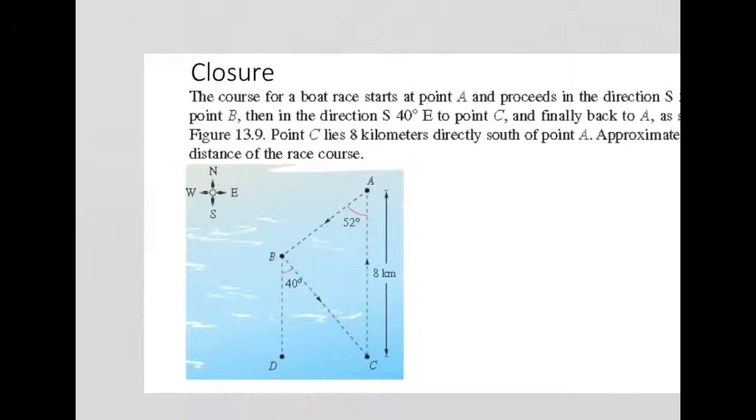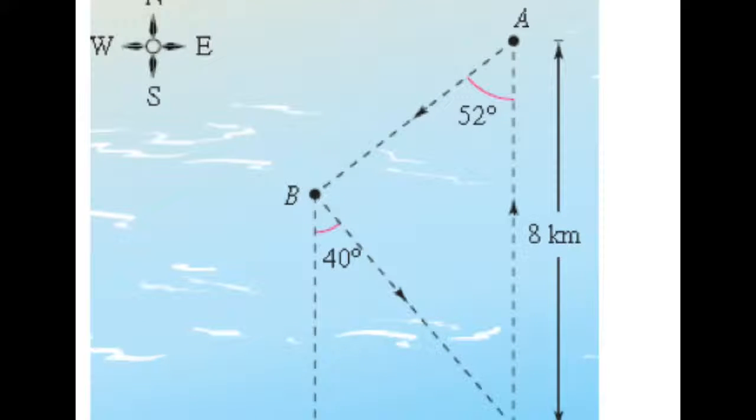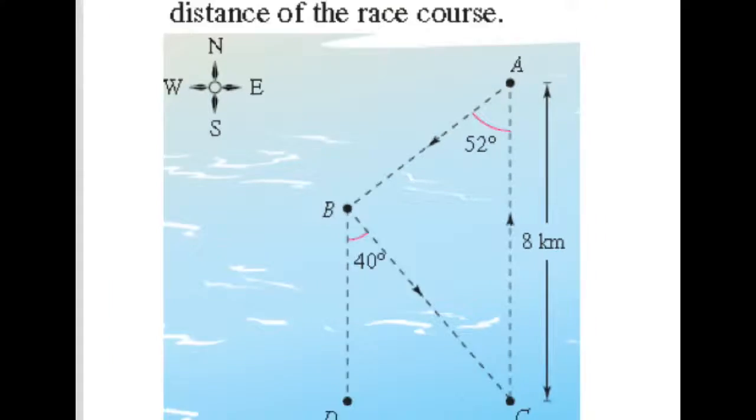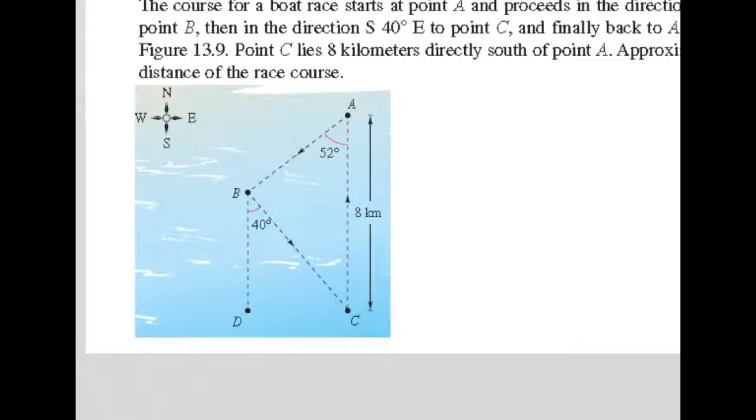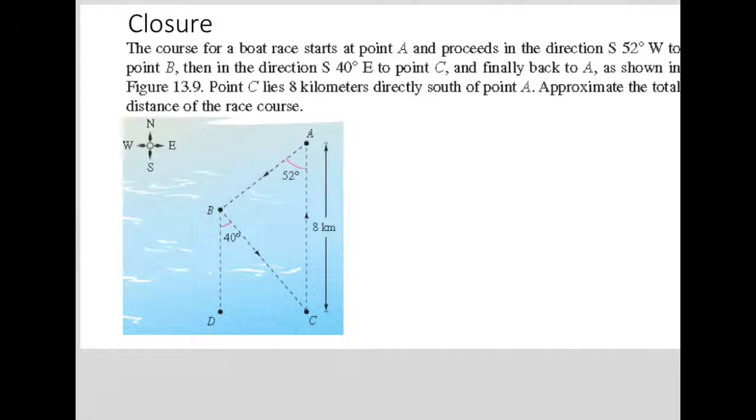But at that point, we're going south 40 east. So again, they're giving us that south line and then opening it up 40 east to give us that angle right there. And that's going to take us to point C. And from point C, you go directly north back to point A. And it is 8 kilometers. And we want to know, what is the total distance of the race course?